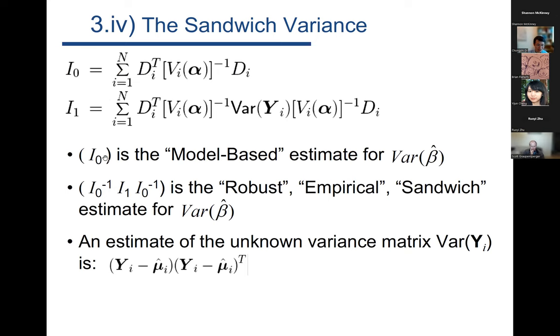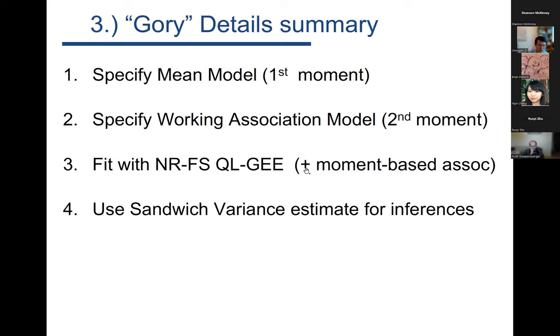So this is like model-based. You have a model-based estimator for the variance, and you have the robust empirical or sandwich estimator as well. I know for some of you, if you haven't heard of GEE before, it might be a little bit overwhelming, but now let's just go to an example, so hopefully you can get a better idea of how that works.